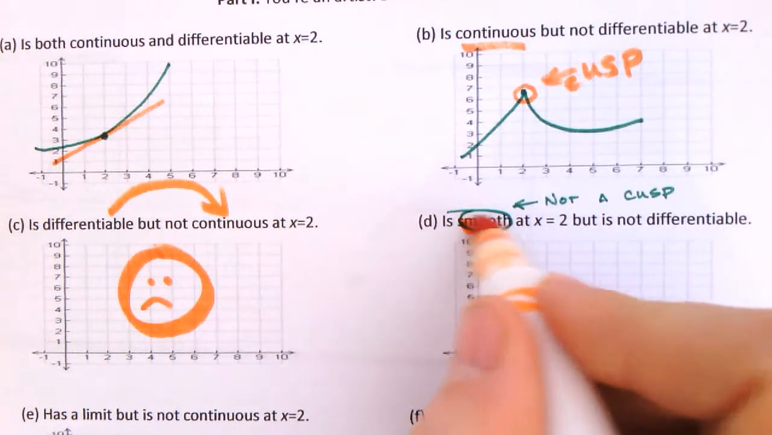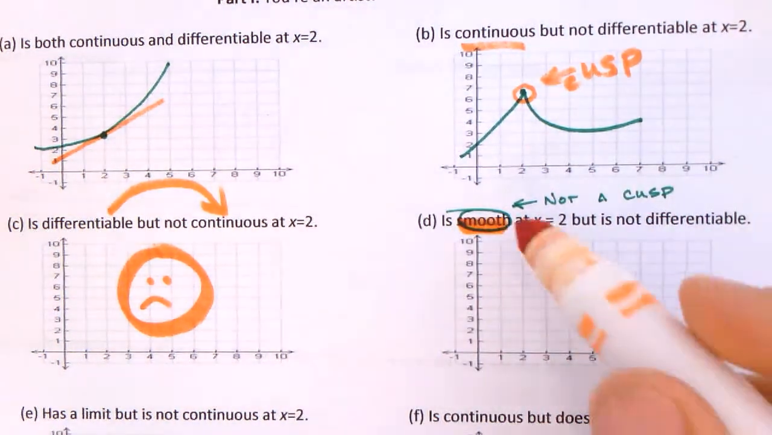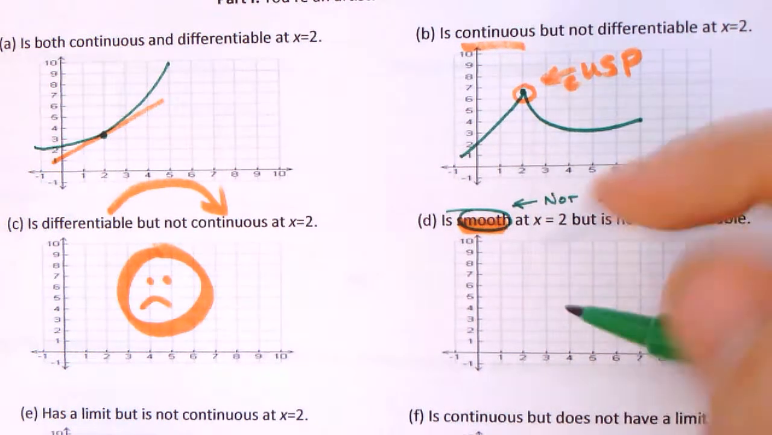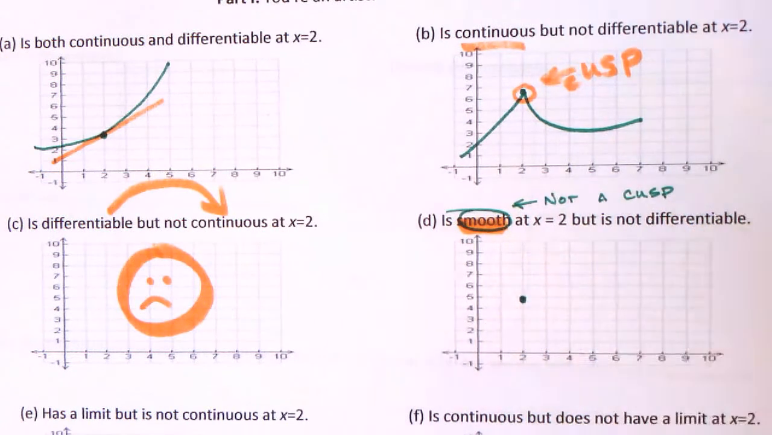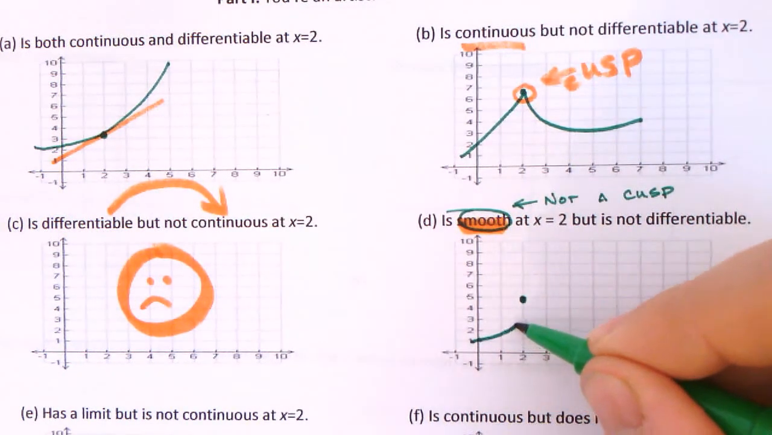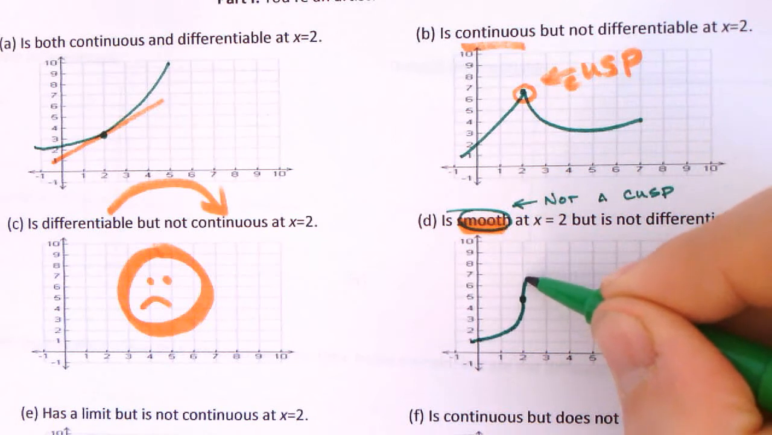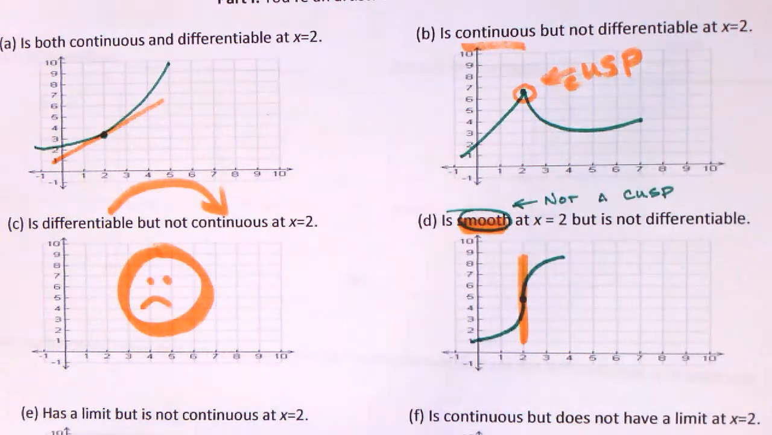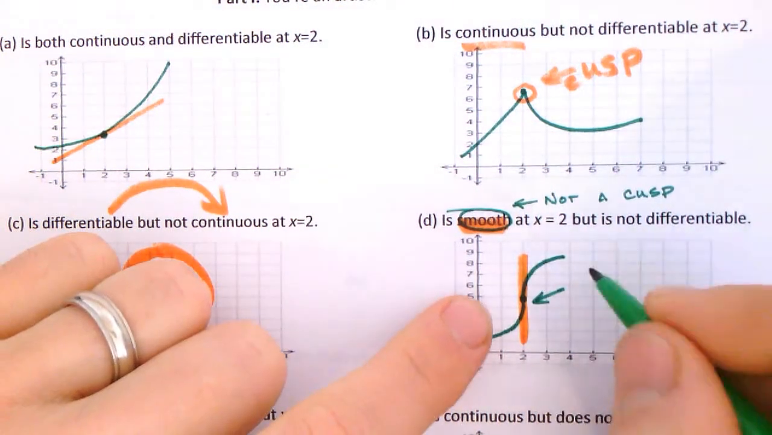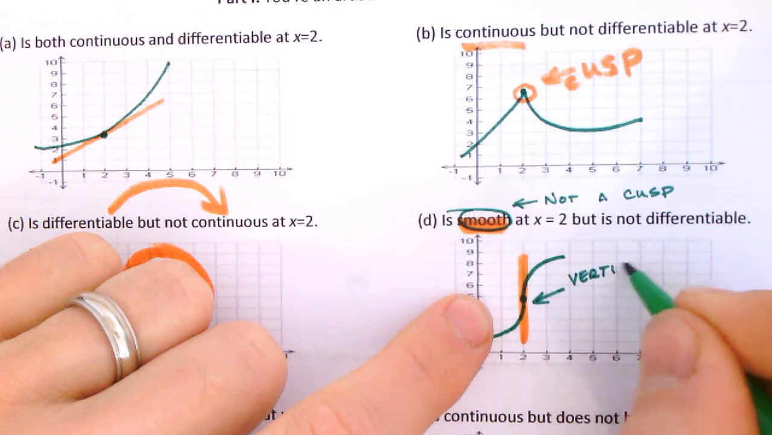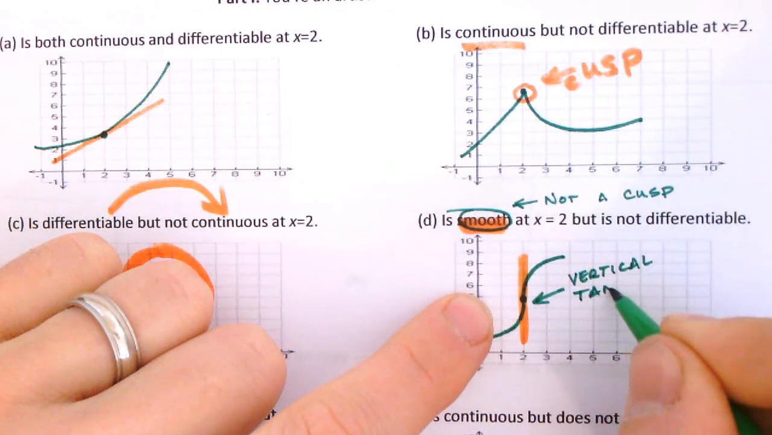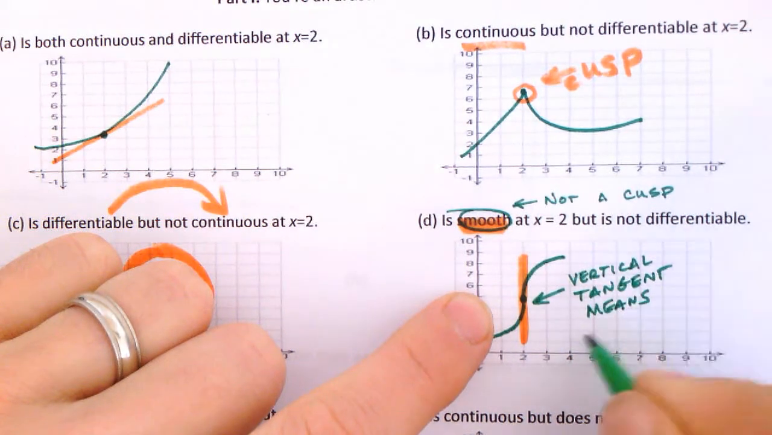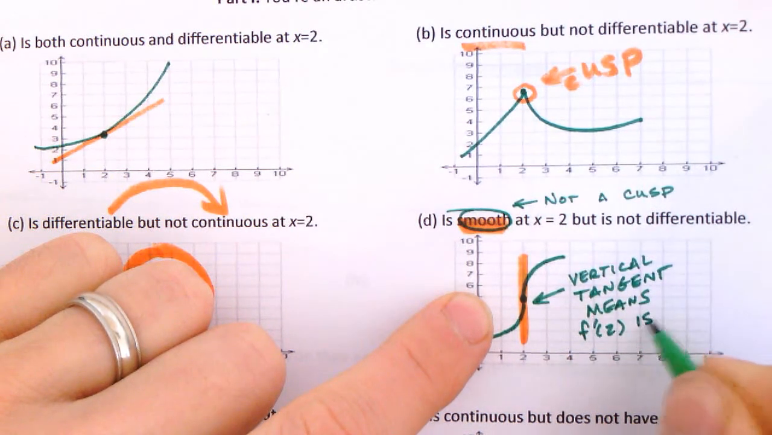Part D, I realize you might not know what smooth means. Smooth basically means that it's not pointy, which means it's not a cusp. And so something that would work here is this. Look at this graph. It goes vertical just for an instant, and then it levels off. Because if we have a vertical tangent, recall that a vertical tangent means that f prime of 2 is undefined.